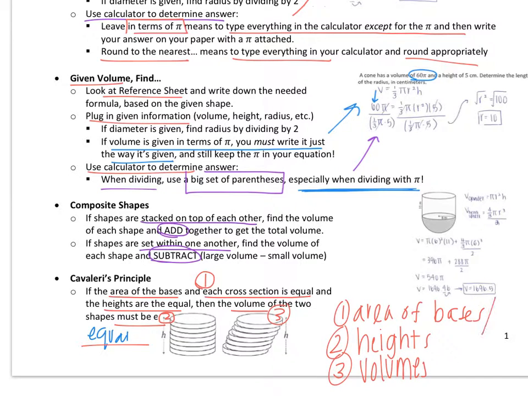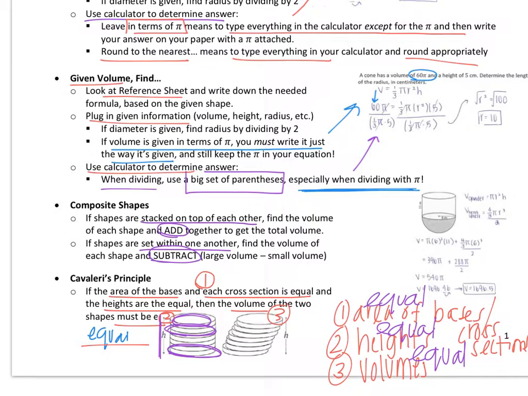When we talk about the area of the bases, we can also talk about the cross sections. So if we look at these stacks of quarters, we know that each quarter has the same base area, and each cross section, each chunk of it, is the same as all the others, so they're equal area of bases. They also have the same height, h. If you count the number of quarters in each stack, they're equal. And therefore, when we calculate volumes, they end up being equal.